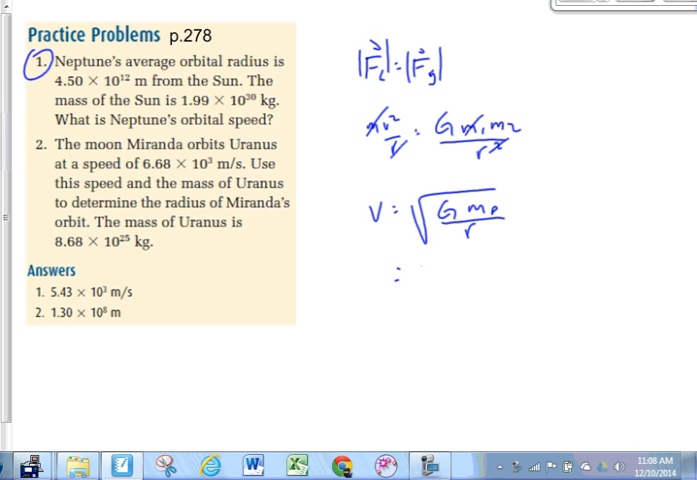So it's going to be 6.67 times 10 to the minus 11 times the mass of the sun. Seth, it's the mass of the sun, right? Not the mass of the planet. Why is it the mass of the sun?